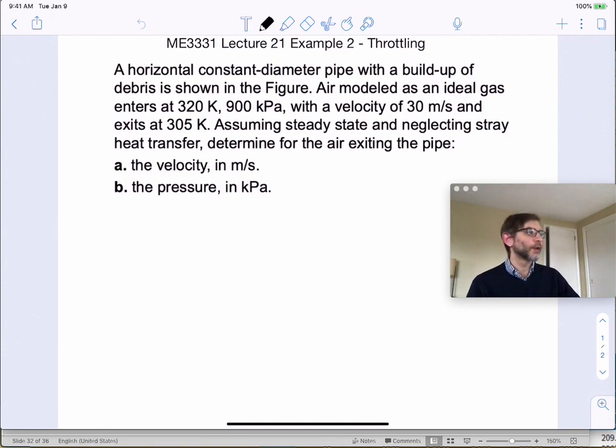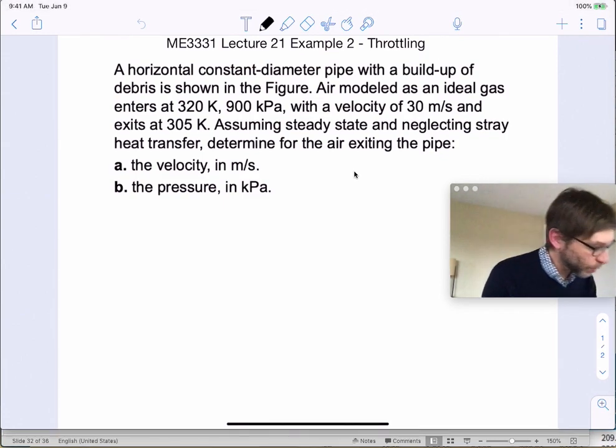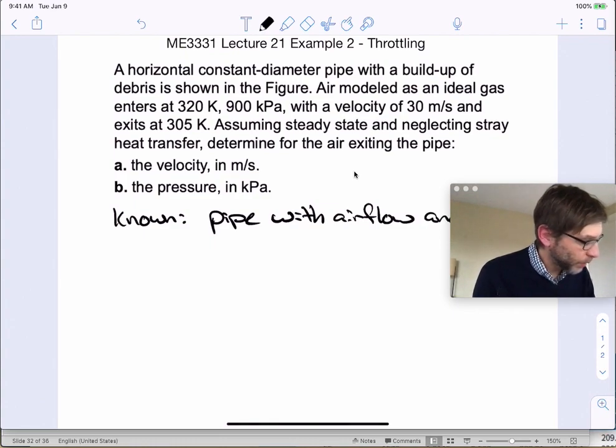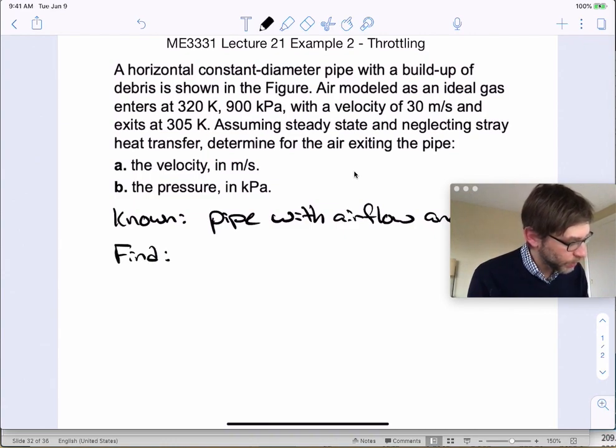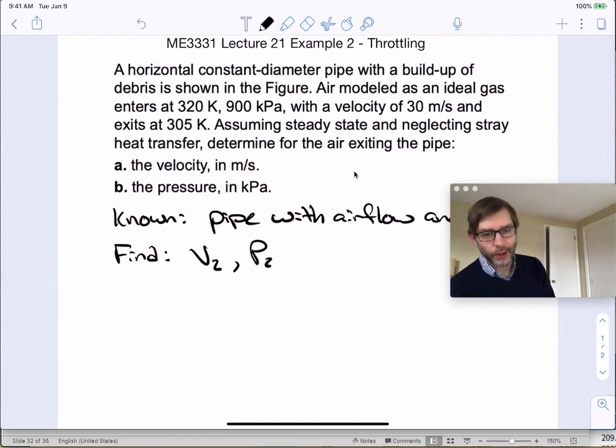So let's do it. Here we have to write down everything we know. Known: we have a pipe with airflow and debris. What we need to find in this problem is the exit velocity, V2 we'll call it, and the pressure P2, because as I said, a throttling valve decreases pressure.